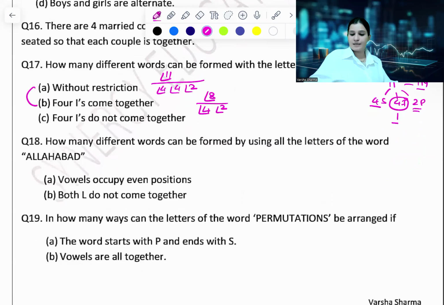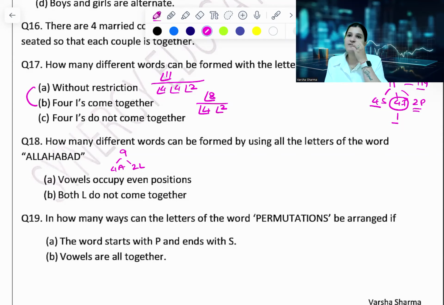Next, Allahabad. Allahabad has how many letters? 9, which has 4 A's, 2 L's. So vowels occupy even positions. How many vowels? 4 vowels, which are 4 A's. Now 9 letters has 4 vowels and 5 consonants. All the 4 vowels are A's, so they have to sit in the even positions. 9 letters, so even positions are second, fourth, sixth, and eighth. There are 4 even positions and 4 vowels.